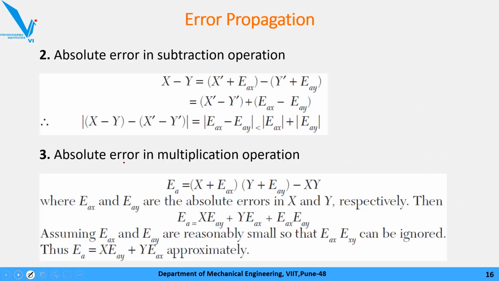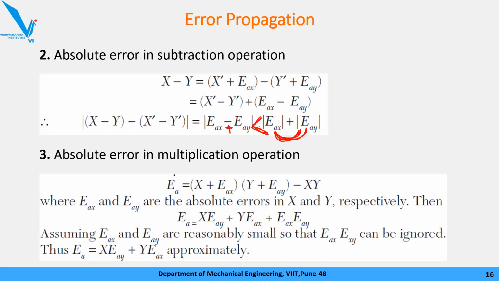Next, we will do the same thing for absolute error in subtraction, but here only the sign changes, a minus sign will come. And also we can say easily that the absolute error in subtraction operation will always be less than or equal to the summation of the absolute errors in the data. So it is always less than or equal to, not more.